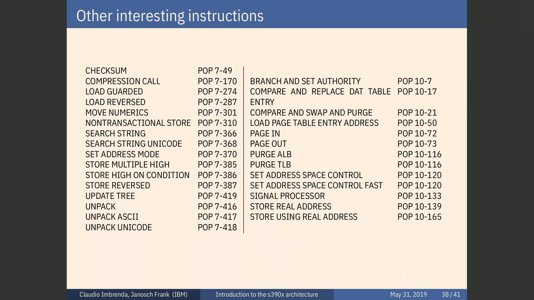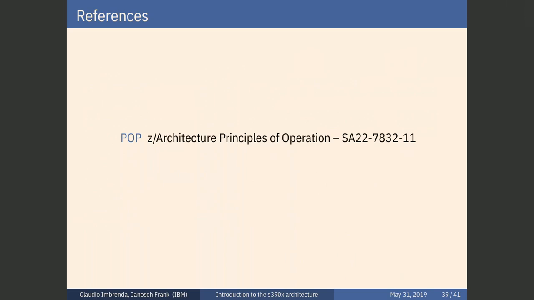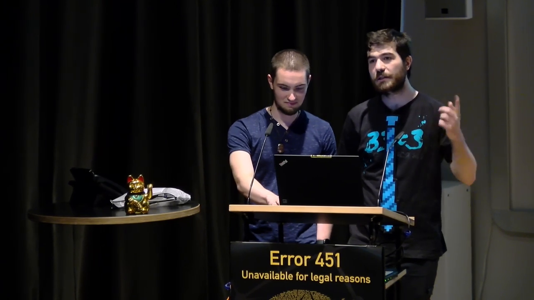Throughout the presentation, you have seen this POP and then some numbers. This is a reference to the chapter and page number in the Principles of Operation, which you can download freely if you're good at Googling, or you can actually register on the IBM website and get it anyway. It contains basically everything we have presented here and many more other things, including the description of every instruction. So if you want to have a look at this perform locked operation, all the 15 pages of it, it's in there. 2,000 pages of fun.